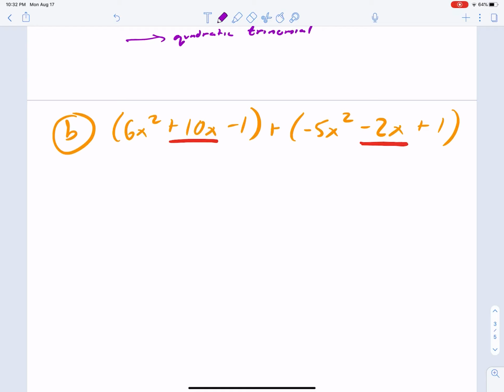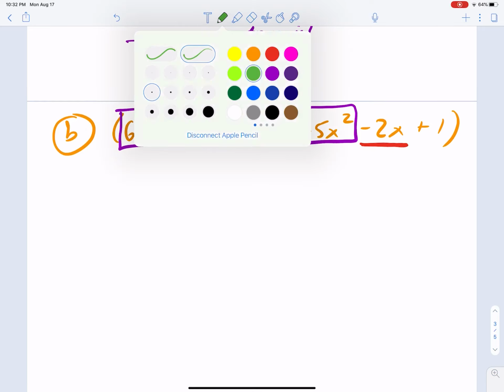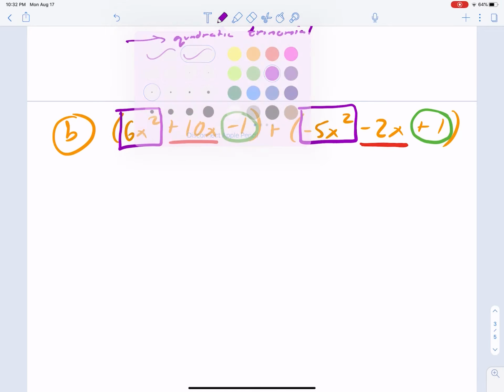I noticed that I have 2 quadratic terms, and you could use a different color. Some people like to draw a different shape around it. So I'm just offering some suggestions here. And if it doesn't have a variable next to it, I'll probably use a different color. I'll circle these. So here we go.